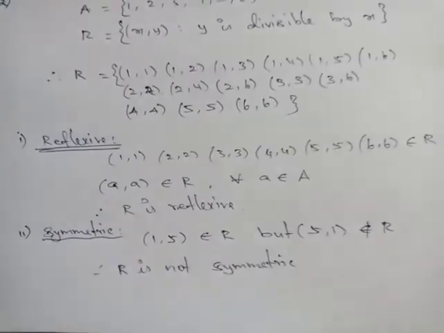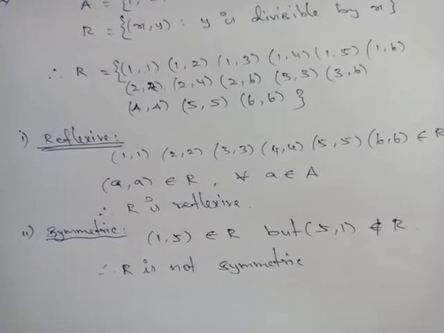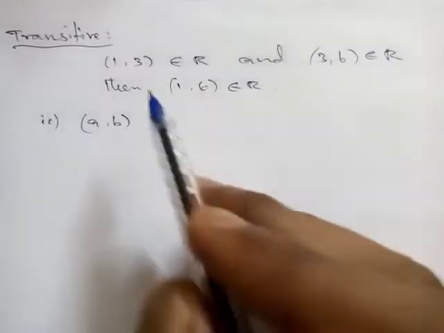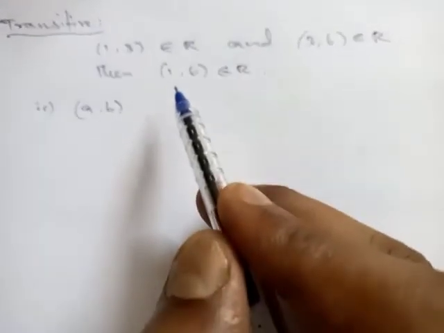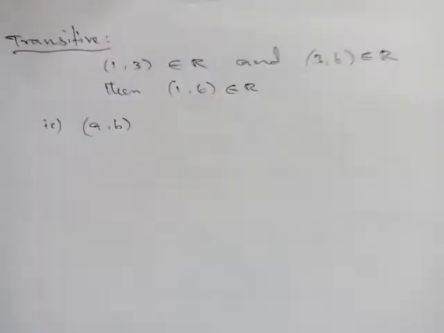Okay, the next one, transitive. Actually, what is transitive? (a, b) belongs to R and (b, c) belongs to R. Then we can say (a, c) belongs to R means it is transitive, right? Here (1, 3) belongs to R, (3, 6) also belongs to R. Then we can say (1, 6) also belongs to R. See that?